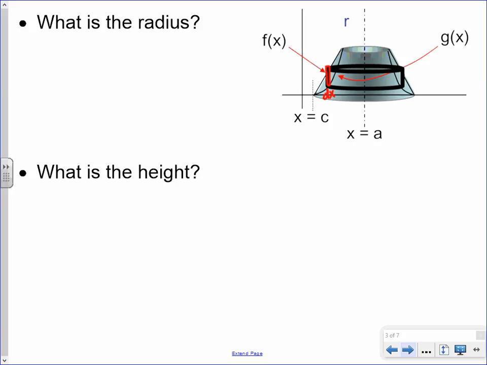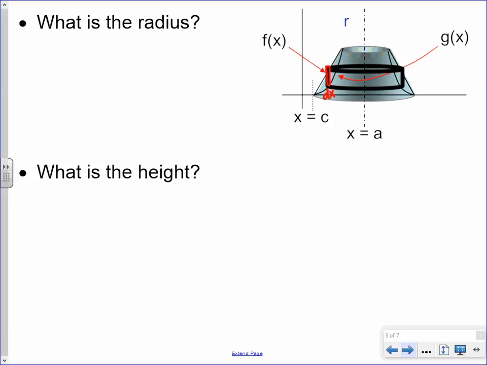Keep talking. Because if x is the distance from the axis to whatever rectangle we're at, then a minus x is the distance from the rectangle to the center of rotation.